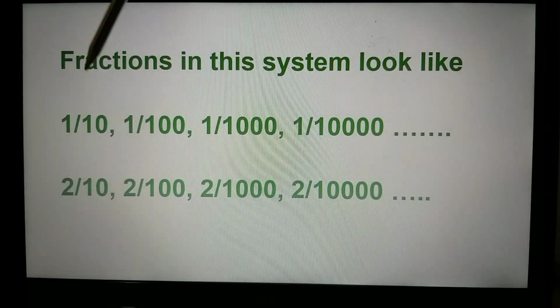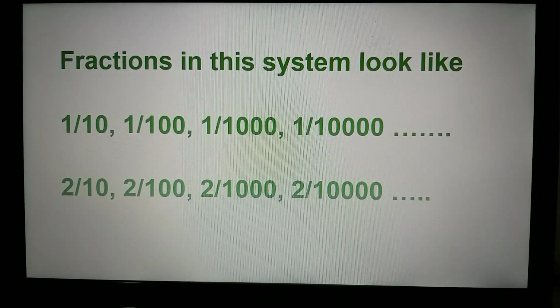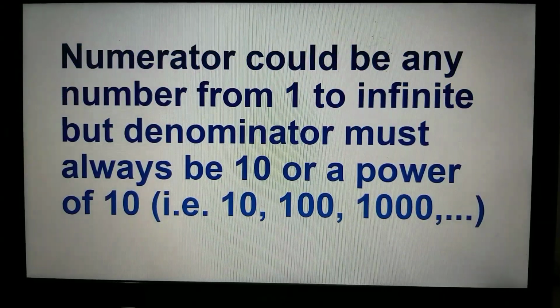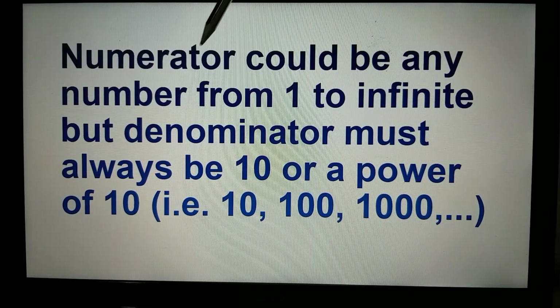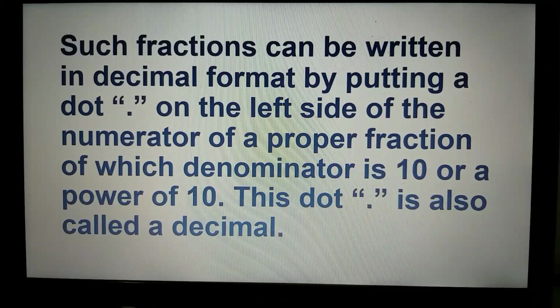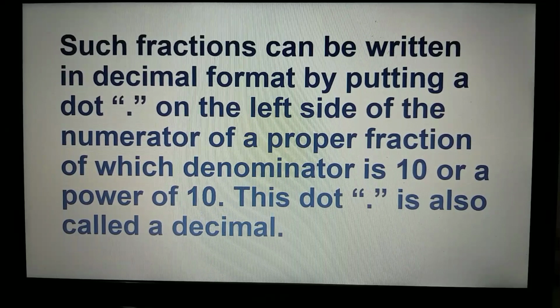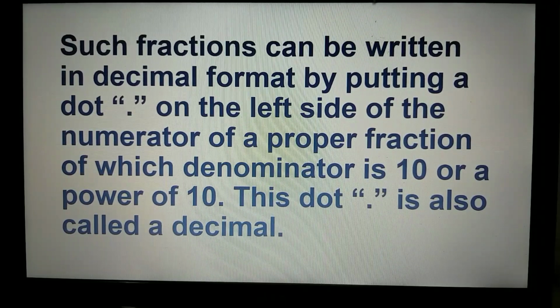Or another example, 2 divided by 10, 2 divided by 100, 2 divided by 1000, 2 divided by 10,000, and so on. So you saw a numerator in this system could be any number from 1 to infinite, but the denominator must always be 10 or a power of 10. Such fractions can be written in a decimal format by putting a dot on the left of the numerator, and this dot is also called a decimal.